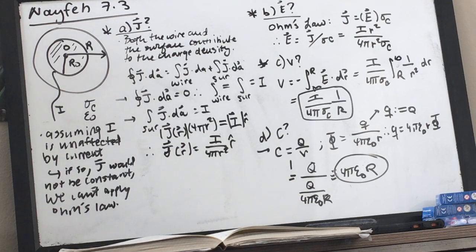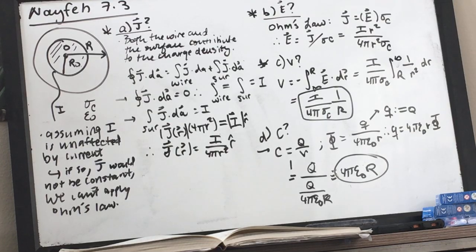So we have a few things we want to solve for. Namely, in this example, we want to solve for the current density, the electric field, the potential, and then also the capacitance, right? So in order to do so, we have to apply Gauss's law, like we do in electrostatics.